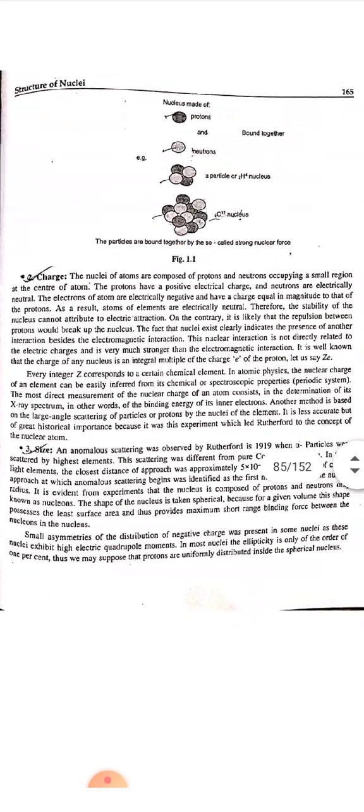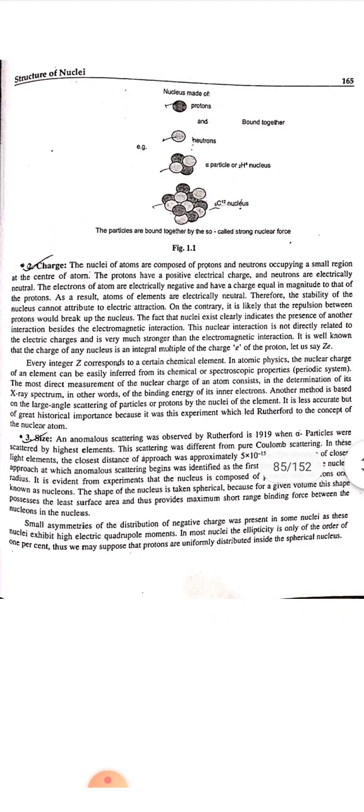Then the charge: atoms are composed of protons and neutrons occupying a small region at the center of the atom. The protons have a positive electrical charge, whereas the neutrons are electrically neutral. That we have already seen. The electrons of atoms are electrically negative and have a charge equal in magnitude to that of the protons. As a result, atoms of the elements are electrically neutral. Therefore, the stability of the nucleus cannot be attributed to electric attraction.